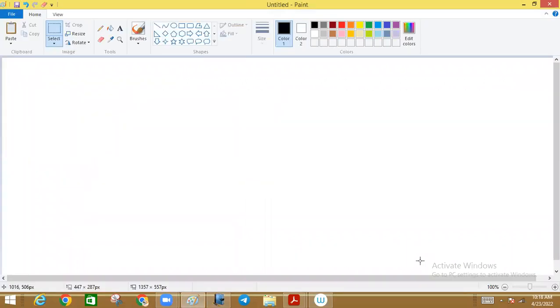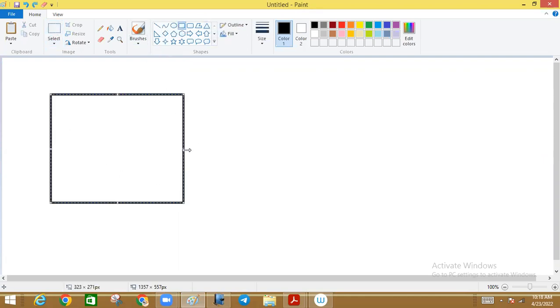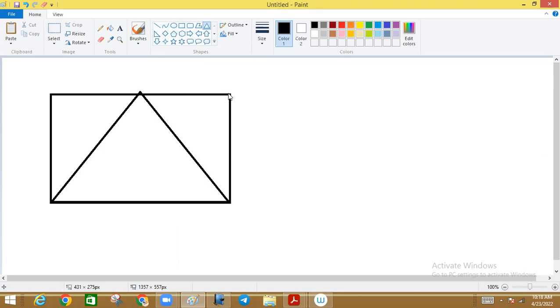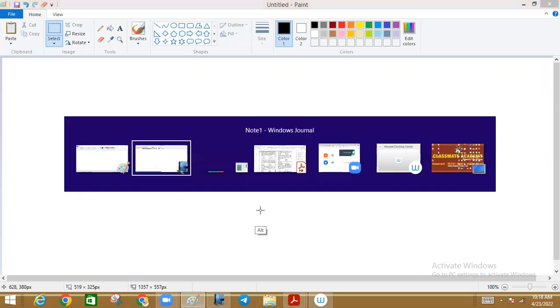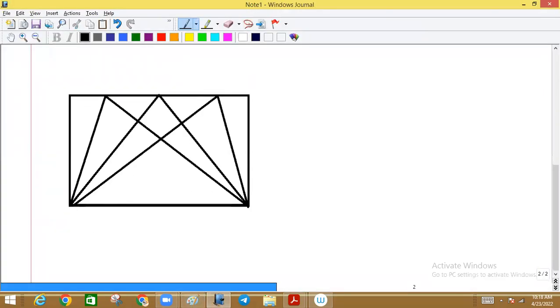Suppose in the same thing, I'll take a rectangle. I'll take a triangle. Triangle may not be here, it can be anywhere. But I'm taking them in such a manner that their bases are same and they are in between the same parallels. A, B, C, D. Let it be E1, E2, E3.